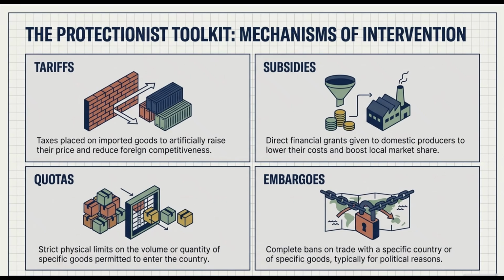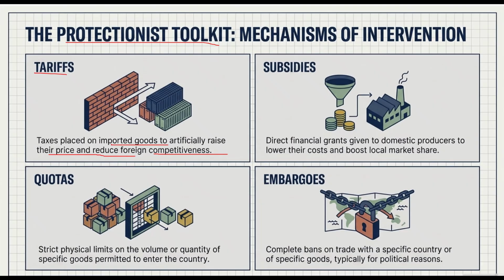Now let's see what the protectionist toolkit is. How can we protect our market? So first thing is tax. What is a tariff? Taxes placed on imported goods to artificially raise their price and reduce foreign competitiveness. Okay. For example, we know that many products that are produced in our country are also getting imported from other countries, like mobile phones, laptops, dresses, household items, etc.